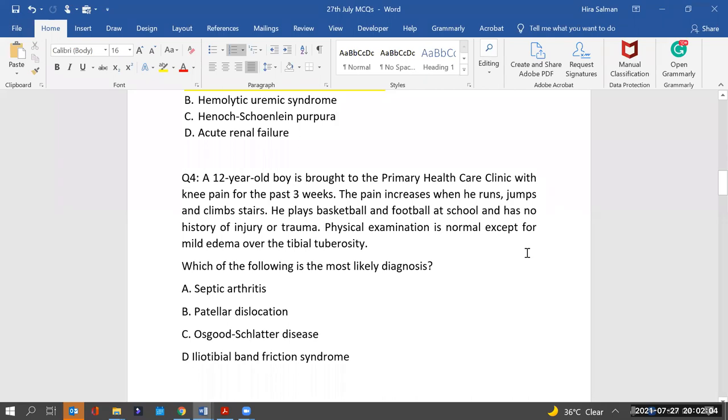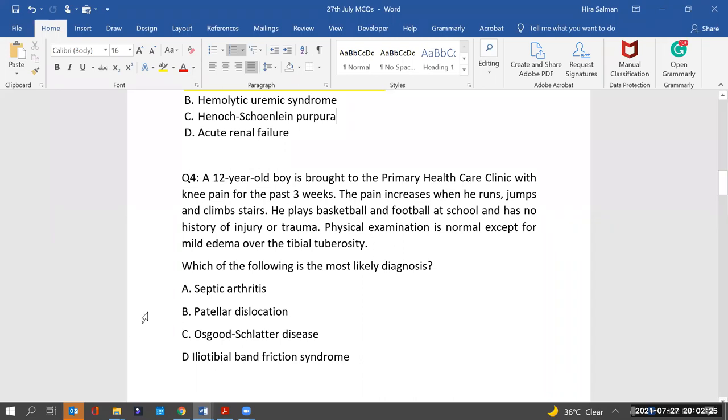Physical examination is normal except for mild edema over the tibial tuberosity. So soft tissue swelling is appreciable. Which of the following is the most likely diagnosis? At this point of time, he's athletic, he's having knee pain not associated with any trauma, and on examination you will find this swelling, soft tissue involvement.